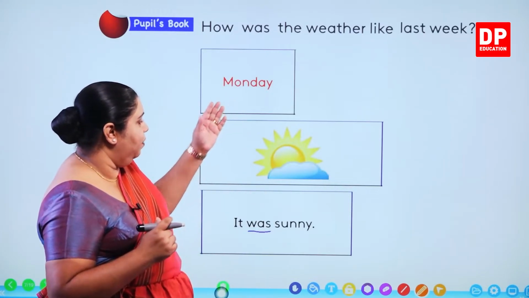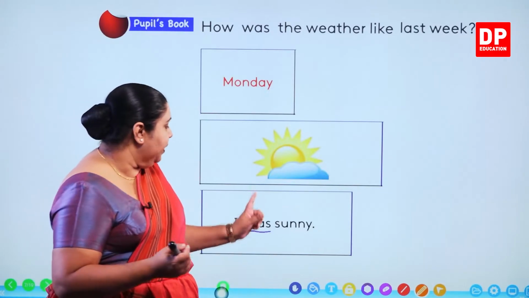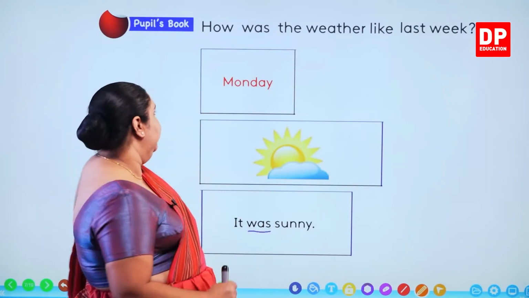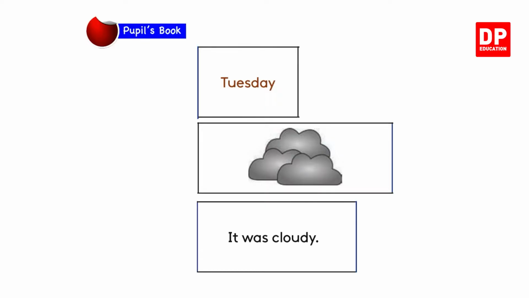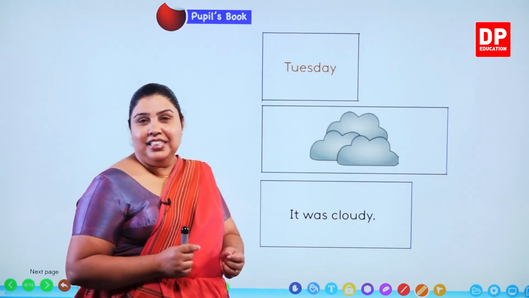So Monday was a sunny day. How do we spell the word sunny? S-U-N-N-Y. Sunny. Then we are going to move on to our next day, which is Tuesday. Tuesday. How do we spell the word Tuesday?